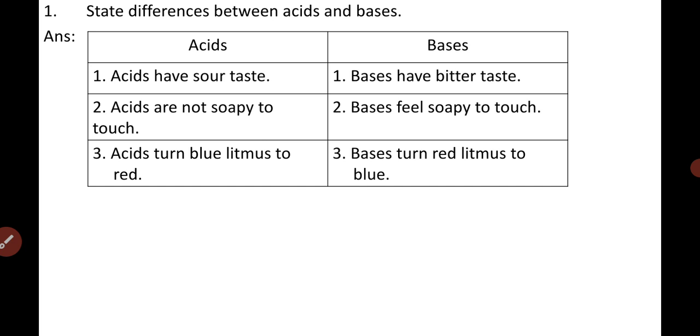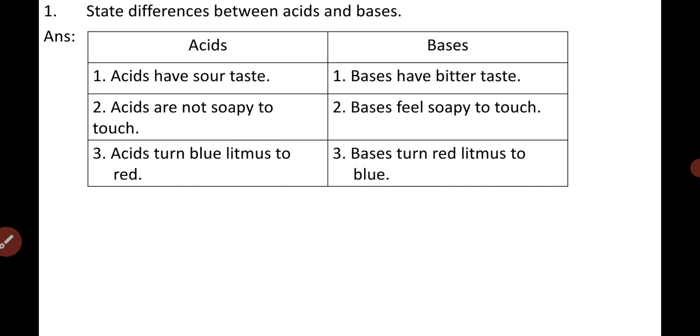Second point: acids are not soapy to touch. When you touch an acidic substance, you will not feel any soapy nature. That means acids are not soapy to touch. But when you touch a basic substance, you will feel the soapiness of it. Bases feel soapy to touch.